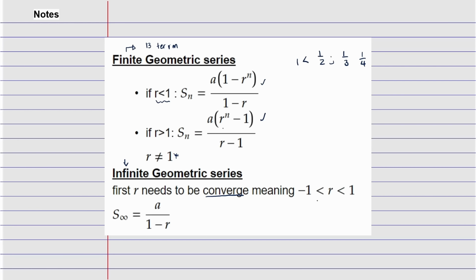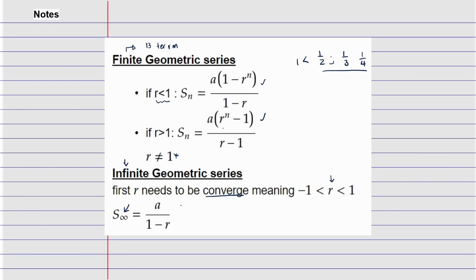So what does convergent mean? We already talked about it when we were doing series, or sequences, right? Your r needs to be between -1 and 1, meaning numbers like 1 over 2, 1 over 3, 1 over 4, a positive number that is a fraction, right? Then if you know that your series is convergent, you can find the sum to infinity, right?